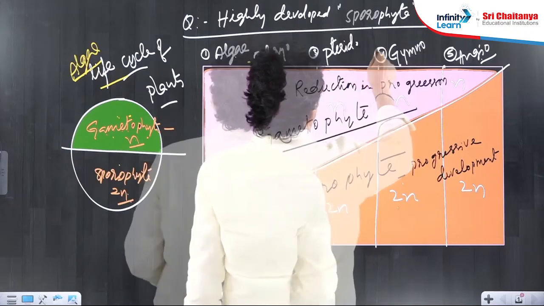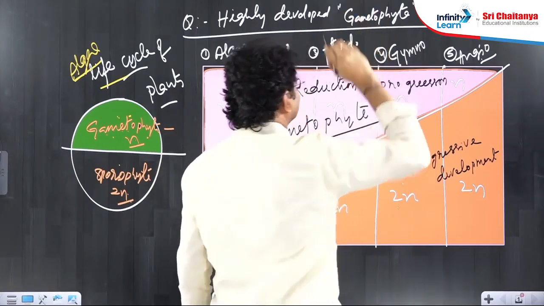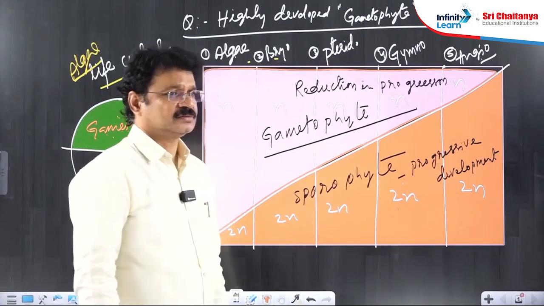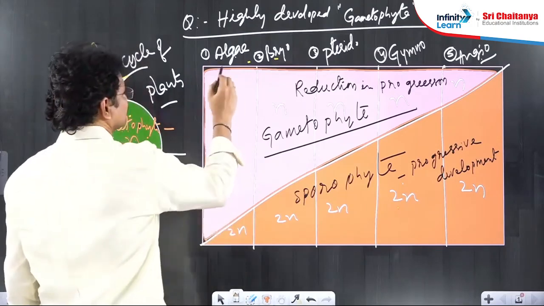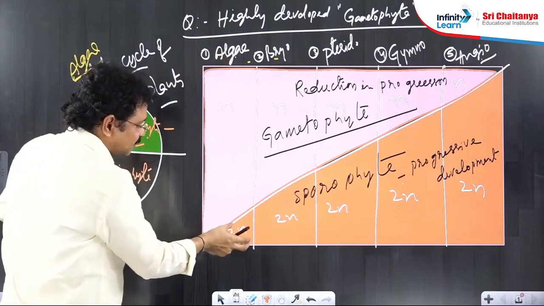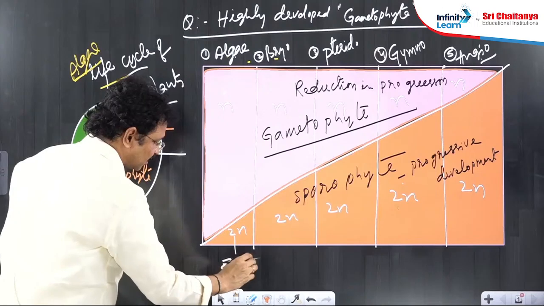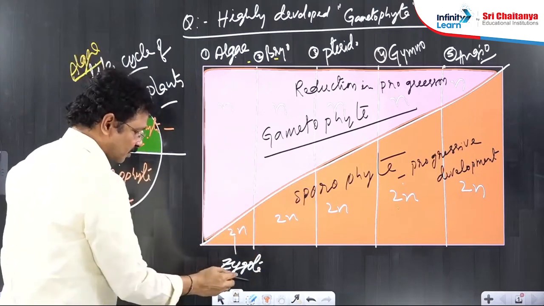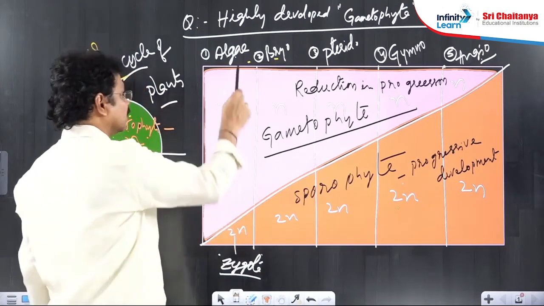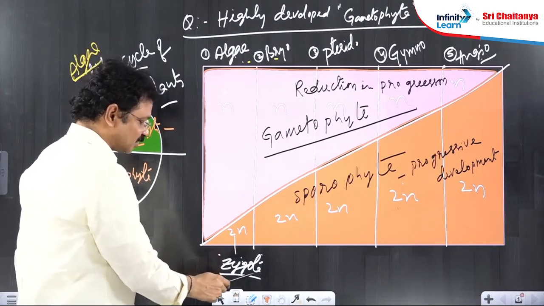Next question. Highly developed gametophyte is found in. Good. Algae, very well elaborated. When compared to the size of the gametophyte, the sporophyte is highly reduced, limited to only one cell, that is the zygote. In the entire life cycle of algae, the zygote is the representative of the sporophyte. A single cellular sporophyte is found in algae.